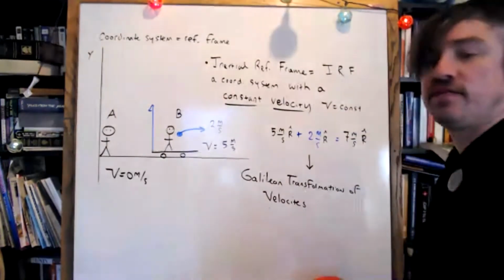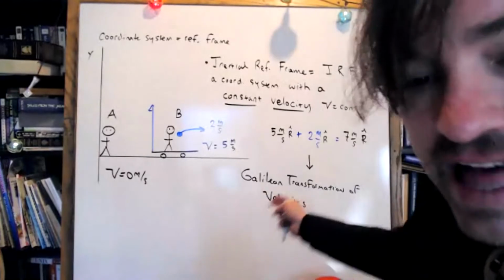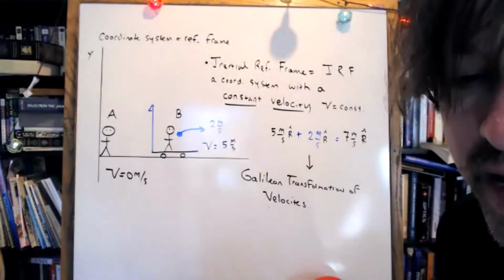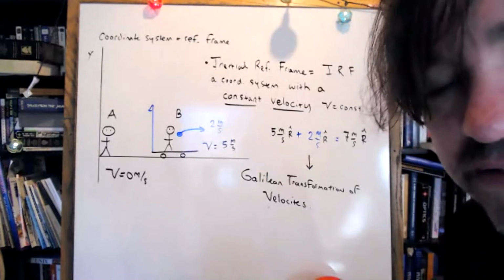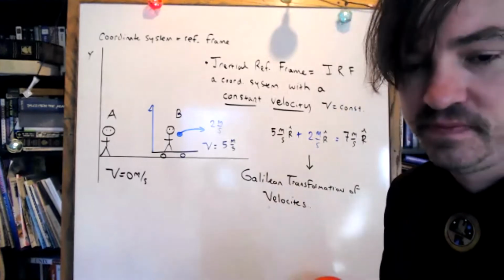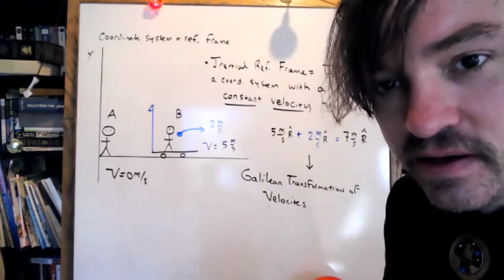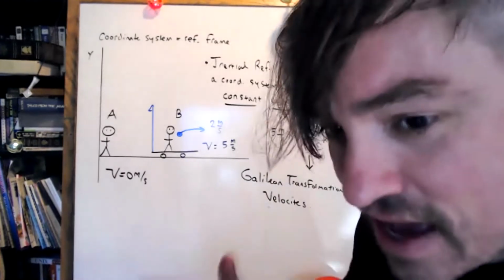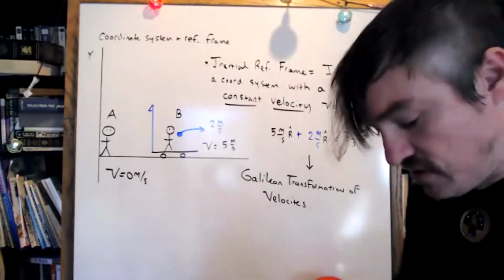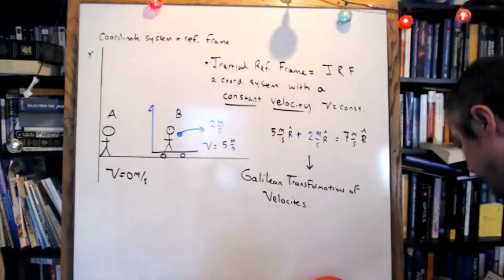The Galilean transformation of velocities, because Galileo first described this issue in physics. In some ways, the Galilean transformation of velocities is just common sense. In other ways, common sense is not always so easy to follow. For instance, suppose I mix the problem up for you.